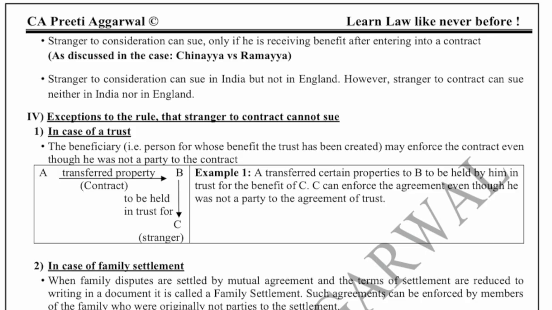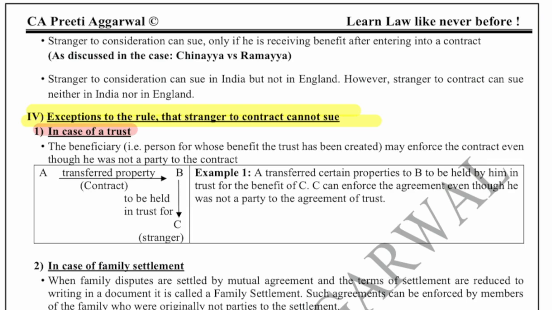There are certain exceptions in this case. These are the circumstances where a stranger can sue. So these are exceptions to the rule that a stranger cannot sue. In other words, we are now going to discuss the circumstances where a stranger can sue. The first one is in case of a trust.